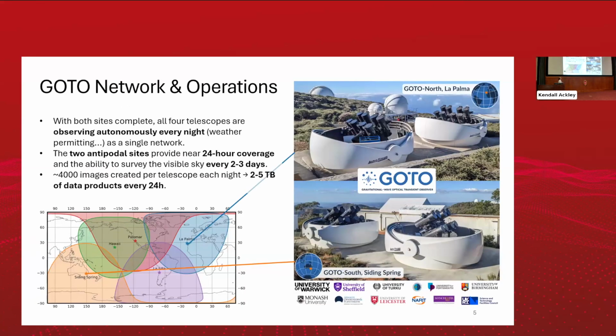Since then, we are at full network capacity. We are observing nearly continuously every night. We have 2 antipodal sites. One is located in La Palma on the Canary Islands, which is off the coast of Africa. And we have another one at Siding Spring in Australia, which is pretty much in the outback. We survey the sky roughly every 2 to 3 days, and we're gathering about 2 to 5 terabytes of data every 24 hours.